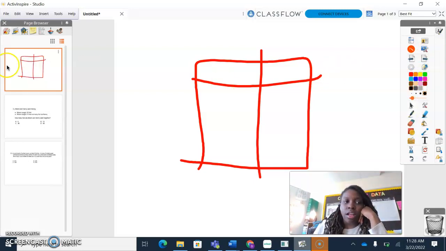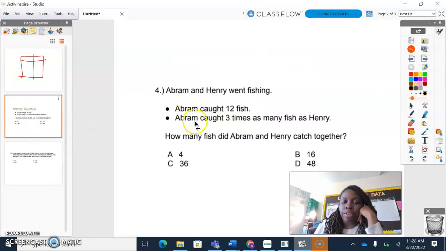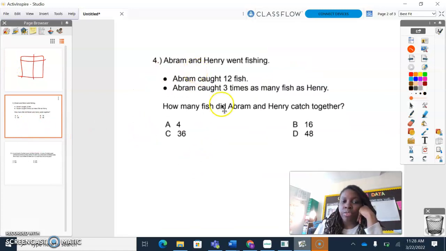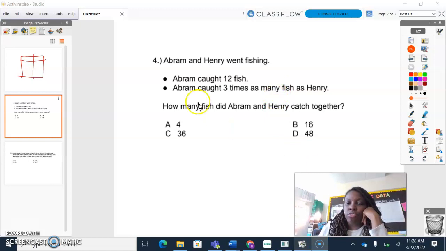So we're going to look at a problem. This is our problem we're going to look at. It says Abram and Henry went fishing. Abram caught 12 fish, right? And then Abram caught 3 times as many fish as Henry. How many fish did they catch together? We know times as many. I need to draw out my table to figure this problem out.